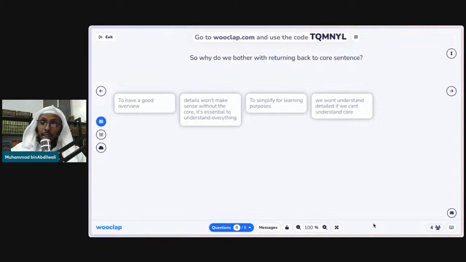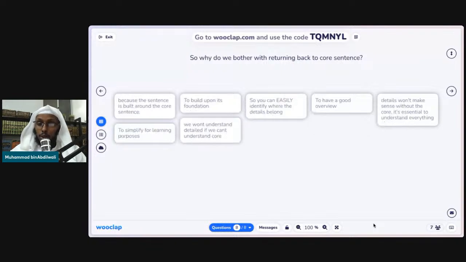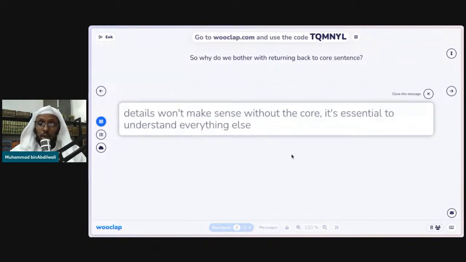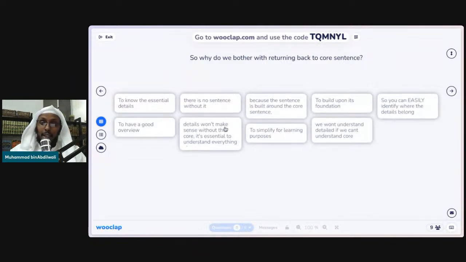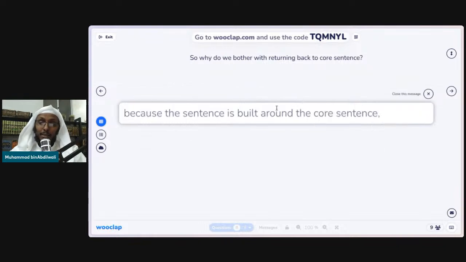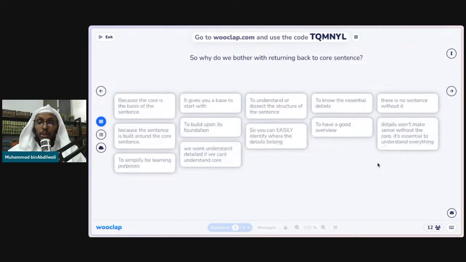Someone said we won't understand detail if we can't understand the core. To simplify for learning purposes, details won't make sense without the core. It's essential to understand everything else, to build upon its foundation, because a sentence is built around the core sentence. I think this is the main point here: the details are built around the core. So where do you place the details? They won't have a place, they won't have a house, if you don't have the core.